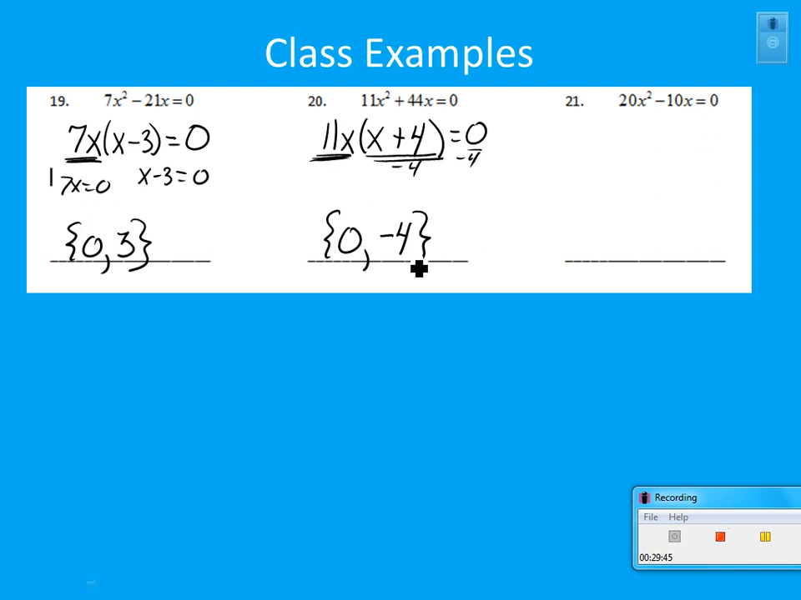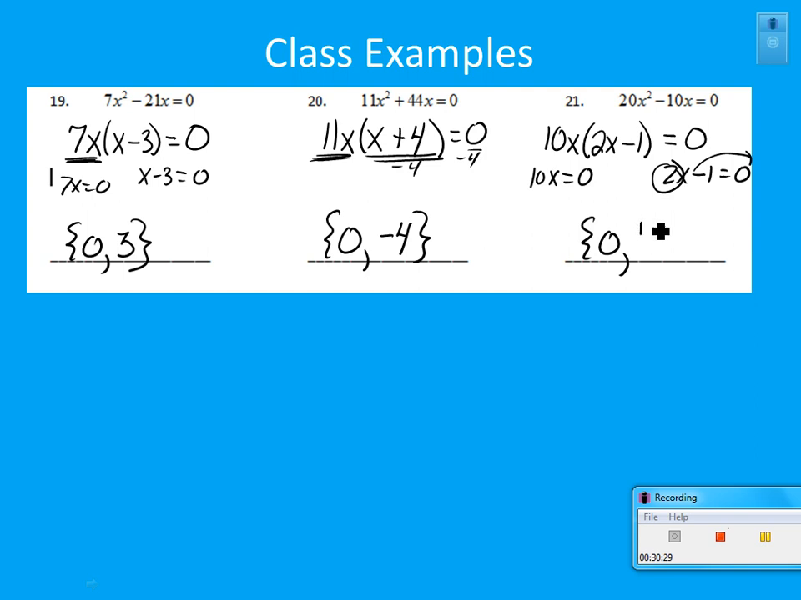And then the last one. 20x squared minus 10x equals 0. Decide what's in common between a 20x squared and a 10x, and that something is a 10x, which leaves me a 2x minus 1. Set 10x equal to 0 and get 0. Set 2x minus 1 equal to 0. And then your steps, add 1, divide by 2. So 1/2.